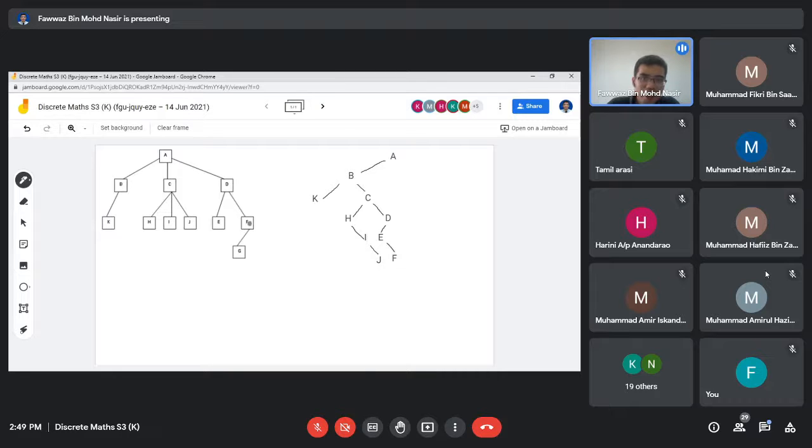Okay, and F dia ada left child, so kita just tulis G as the left child of F. So kita dapat kita punya binary tree. So binary tree kita akan jadi macam ni. Dapat kan? Faham? Dapat kan macam mana nak convert general tree into a binary tree?